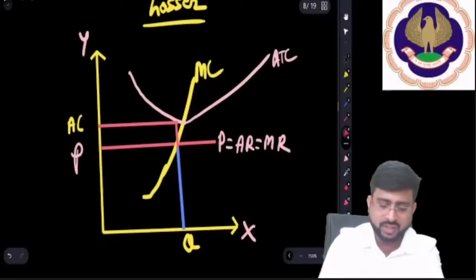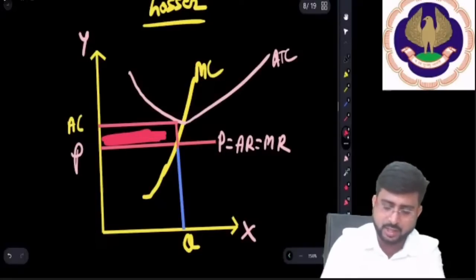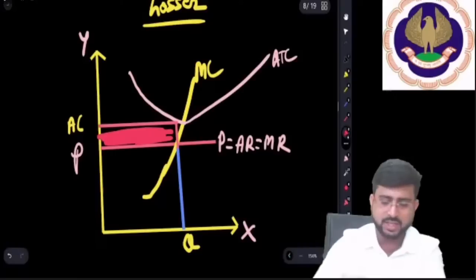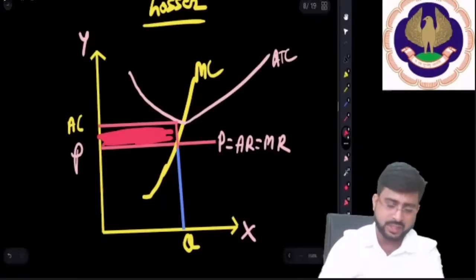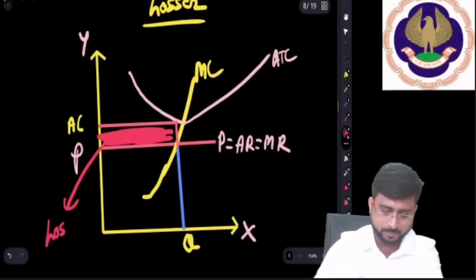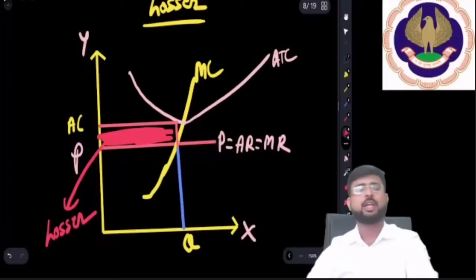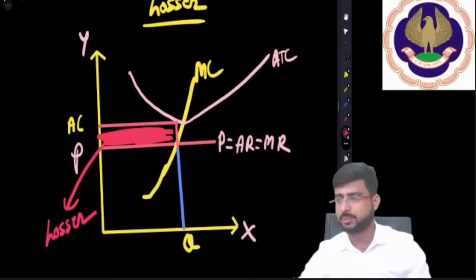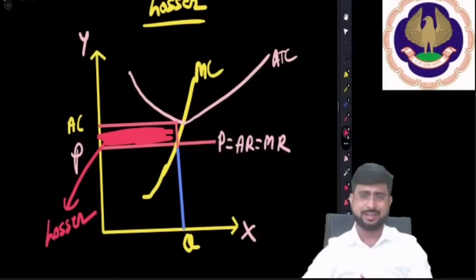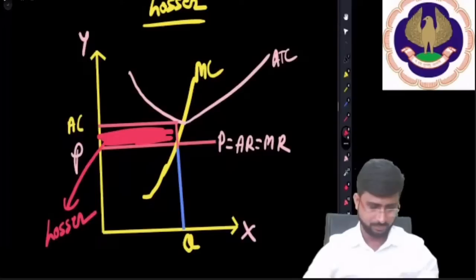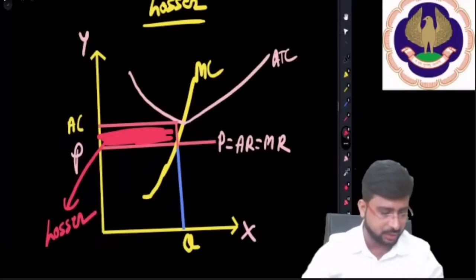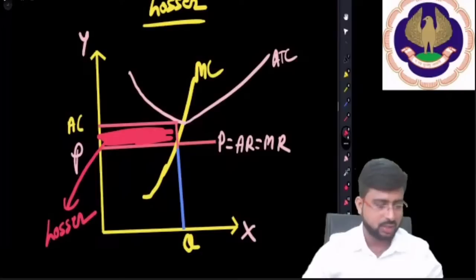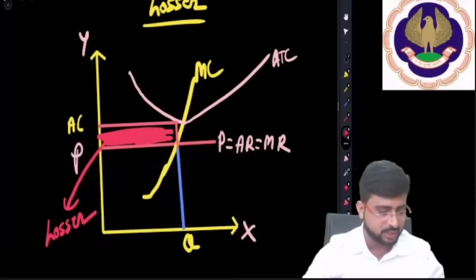So my dear friends, the part that I am shading with red color represents the situation of losses, because average cost is greater than price. Because average cost is greater than price, obviously. And that explains everything. Correct, sir?